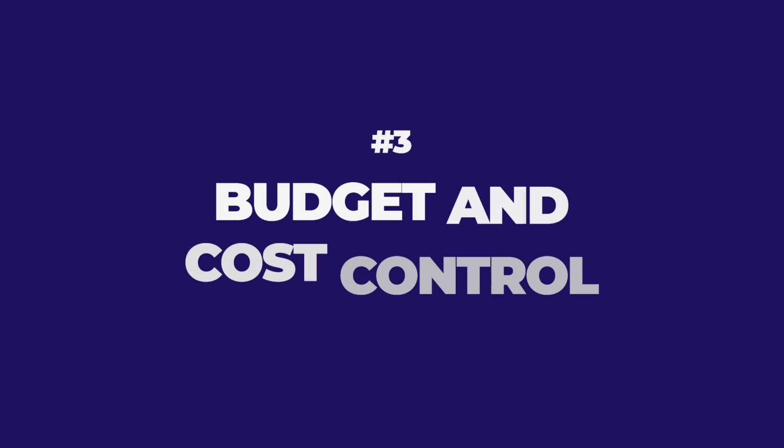Number three, budget and cost control. Obviously an owner's representative will track costs throughout and make sure that the budget is tracking properly. They will make sure that expenditures are limited to being within budget constraints. They will negotiate pricing, review invoices, attempt to identify cost-saving opportunities, and additionally approve pay applications.